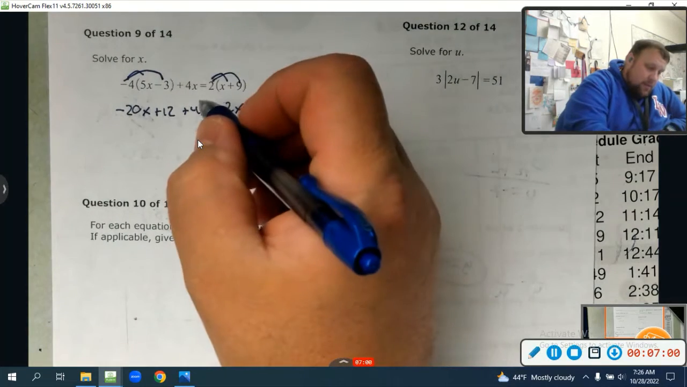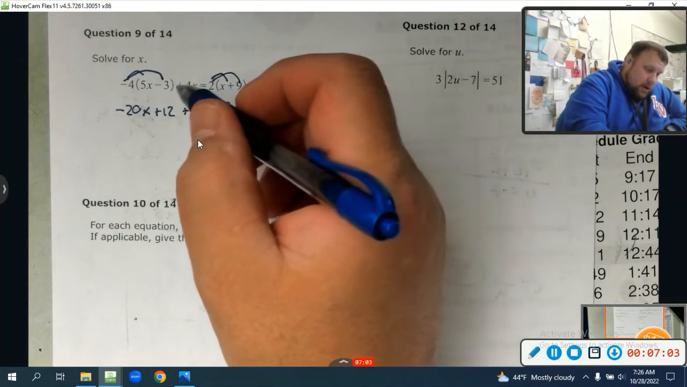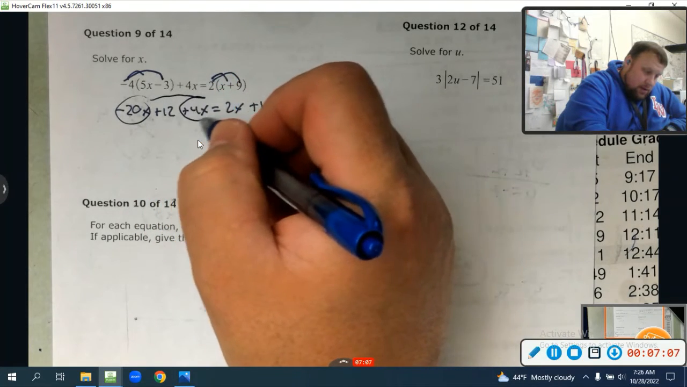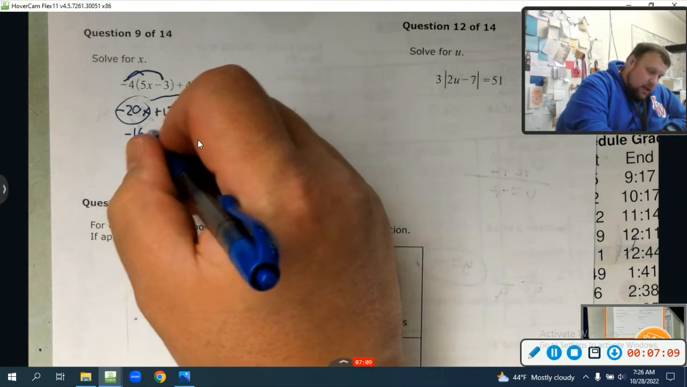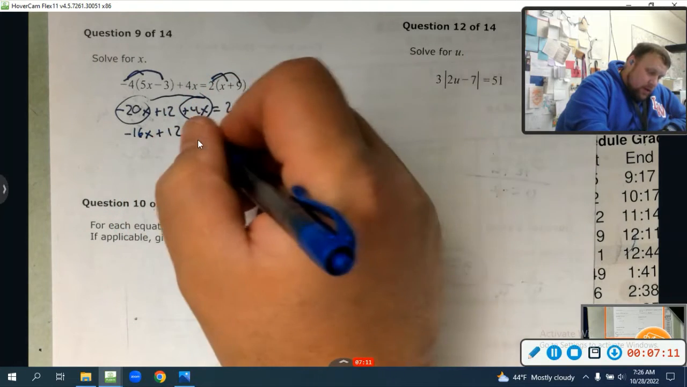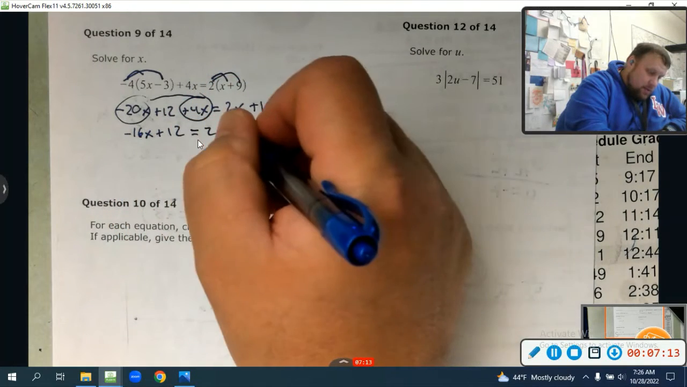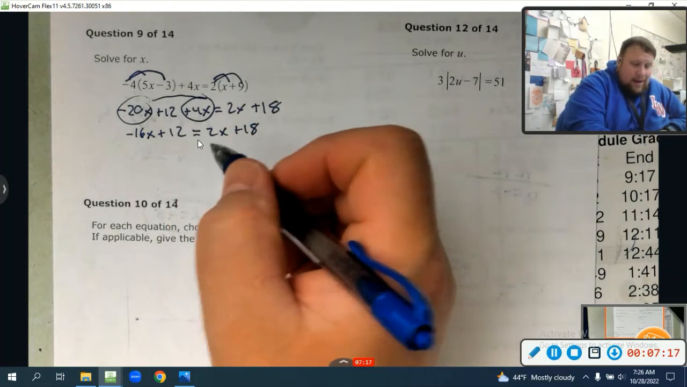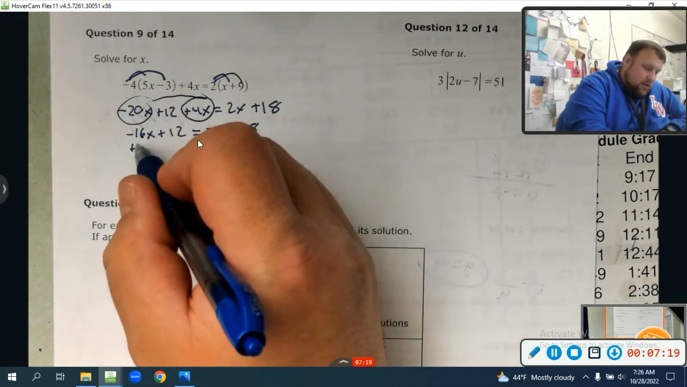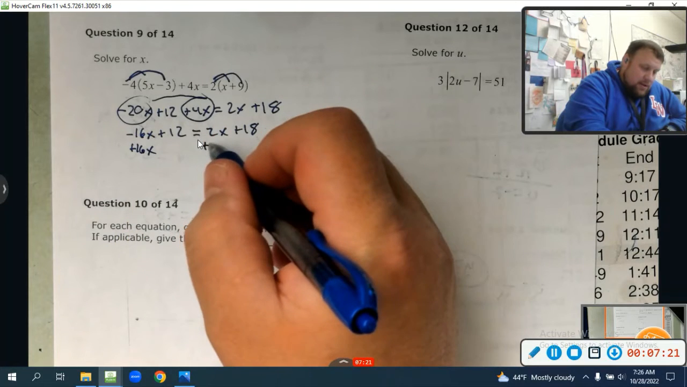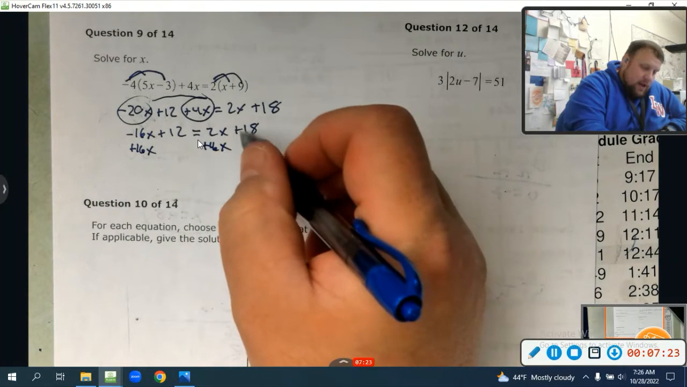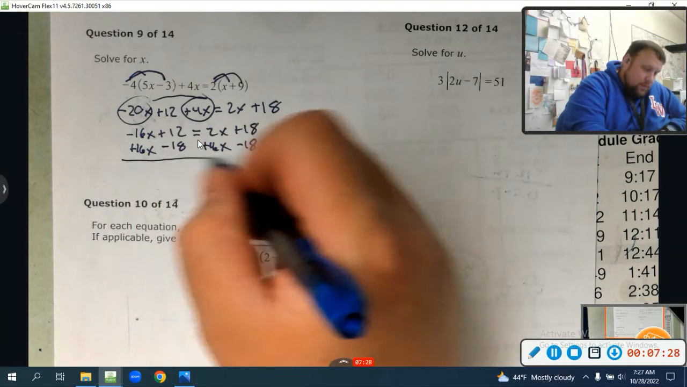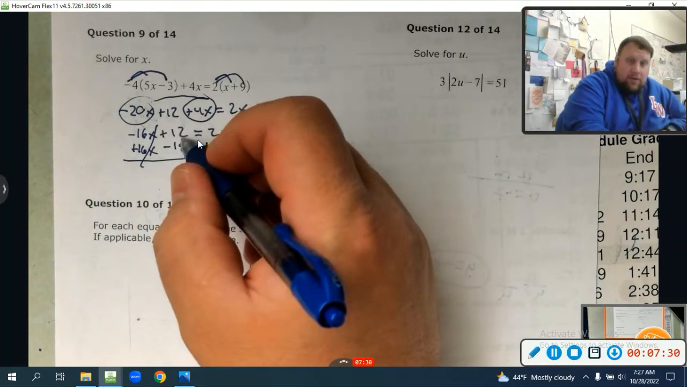So now, let's combine like terms. Negative 20x plus 4x, so I'm going to have negative 16x plus 12 equals 2x plus 18. Now, guys, I'm going to go ahead and move the 16x over. Positive 16x, positive 16x. I like to keep it positive. And because of that, I got to subtract 18.